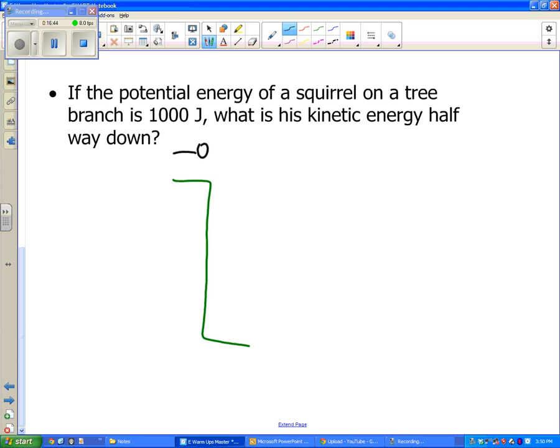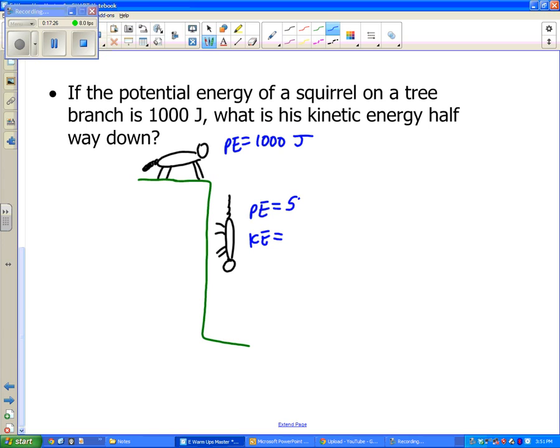How do you draw a squirrel? They kind of have big bushy tails, right? Okay, so here's the squirrel. He's on a tree branch, and he has 1,000 joules. Okay, as he falls, let's put him down here. Bushy tail. As he falls, he lost potential energy. It is less. And if he is halfway down, I would say he has half the potential energy.